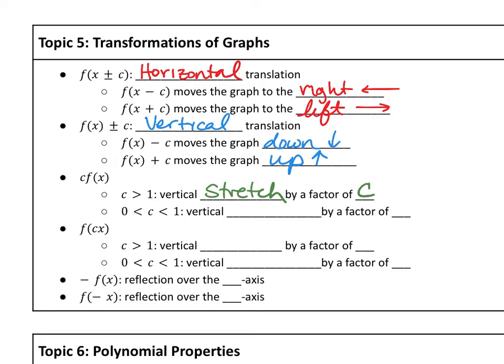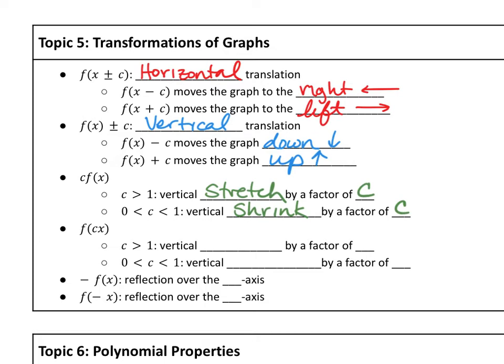And if the value I'm multiplying in front of the function is a true fraction, I'm using air quotes because that's not really a definition there, but if it's something between 0 and 1, like a half or a quarter or 0.8, then that's a vertical shrink or vertical compression by a factor of c, whatever number we're multiplying by.